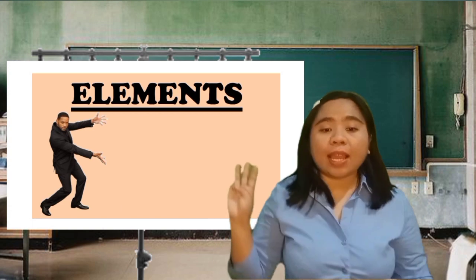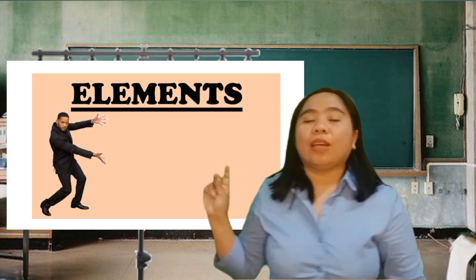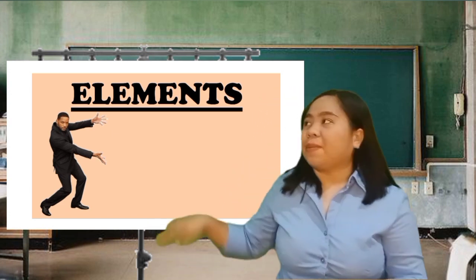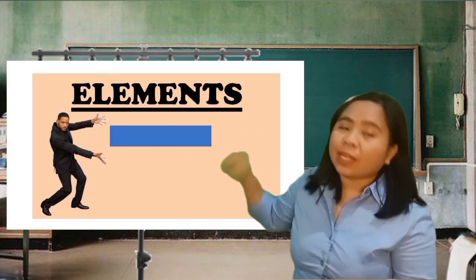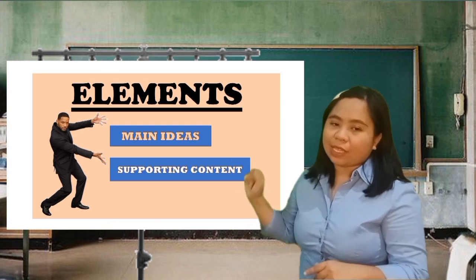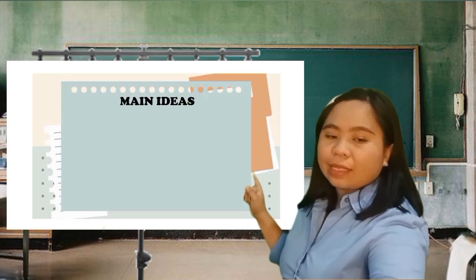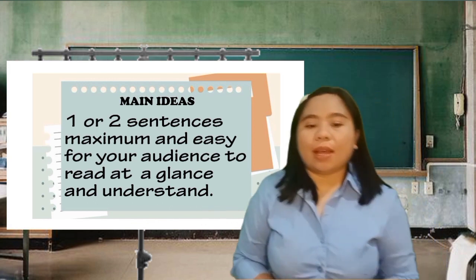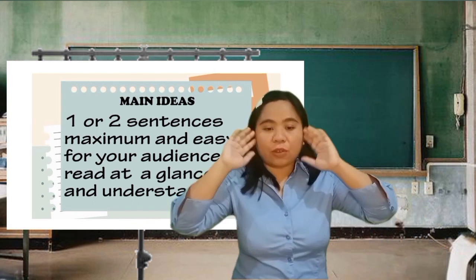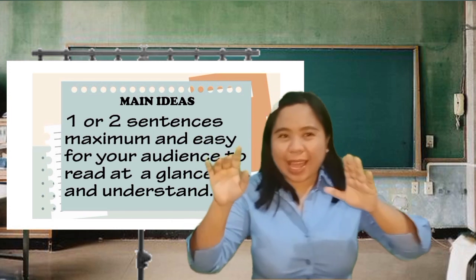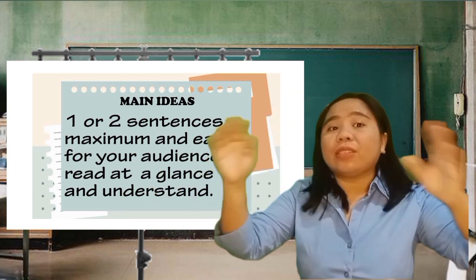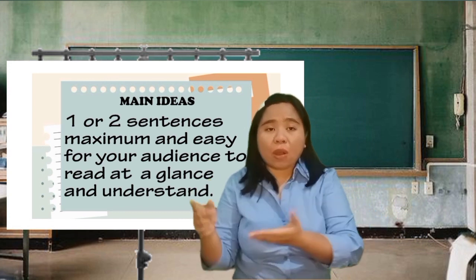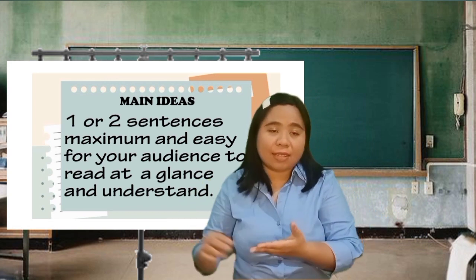There are 3 elements that we need to consider in making a storyboard: the main ideas, the supporting content, and the design cues. So, what are the main ideas? Main ideas are 1 or 2 sentences that are easy for your audience to read at a glance. So, it is like your script. What are you going to draw if you don't have any idea in your mind?